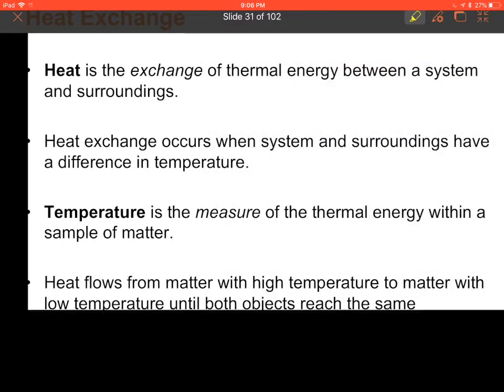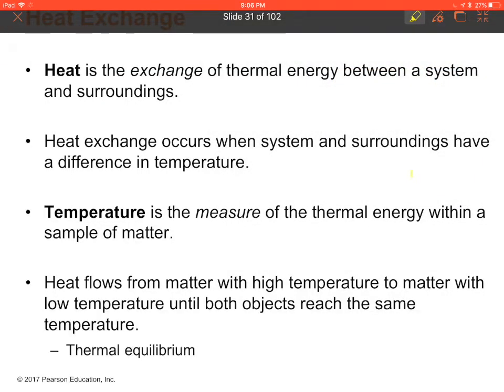Heat is the exchange of thermal energy between a system and its surroundings. Heat exchange occurs when a system and its surroundings have a difference in temperature. So if they have a difference in temperature, there's going to be a heat exchange. Temperature is the measure of thermal energy, how much thermal energy is within a sample of matter.